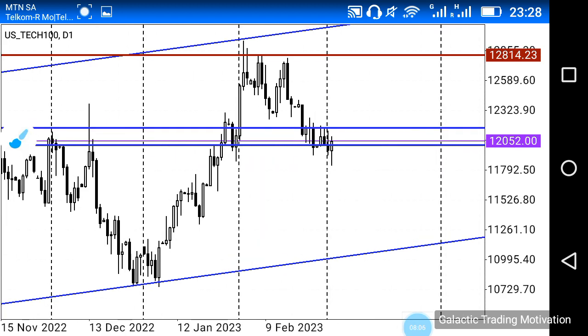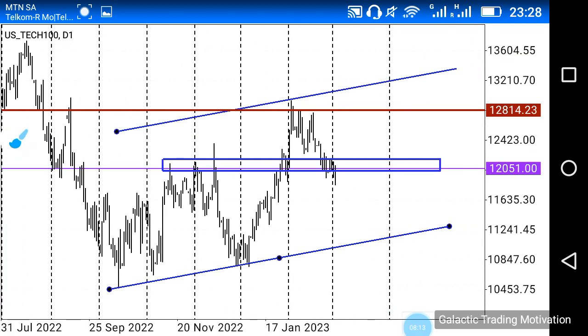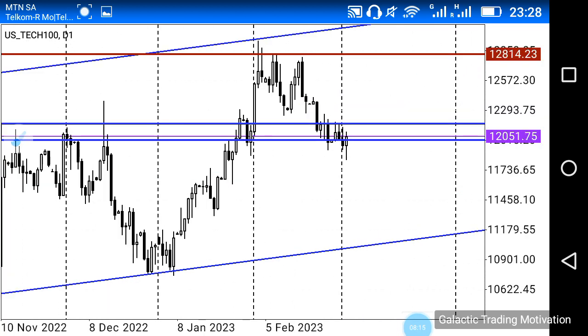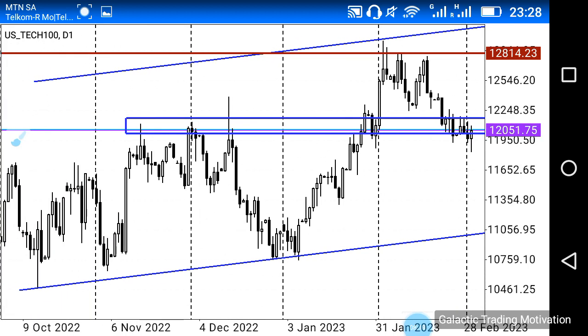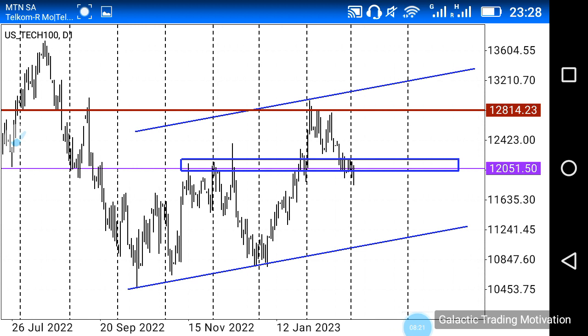However, we need further reasons for why we should be buying at this point, right? So what else do we see, guys? What else do we see at this point that we should be paying attention to? Let me just zoom in. Let's have a look. So guys, we have an opposing structure, right?